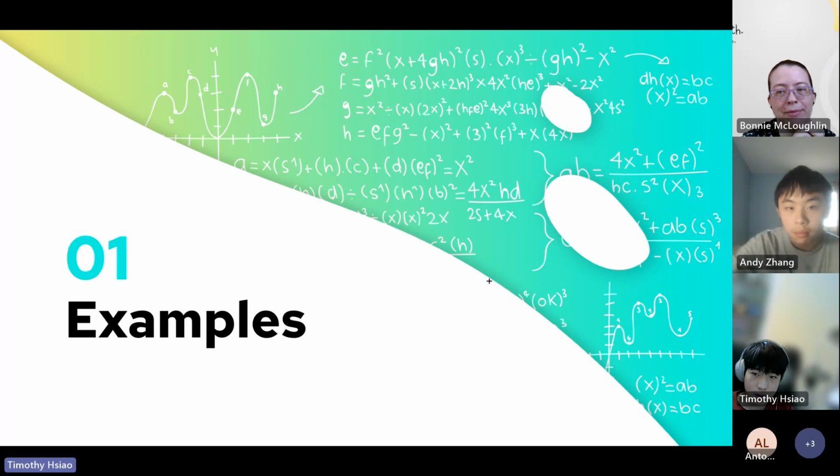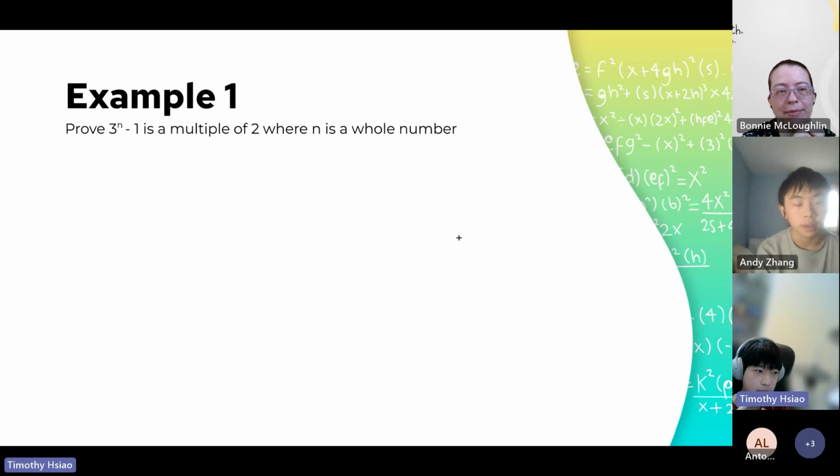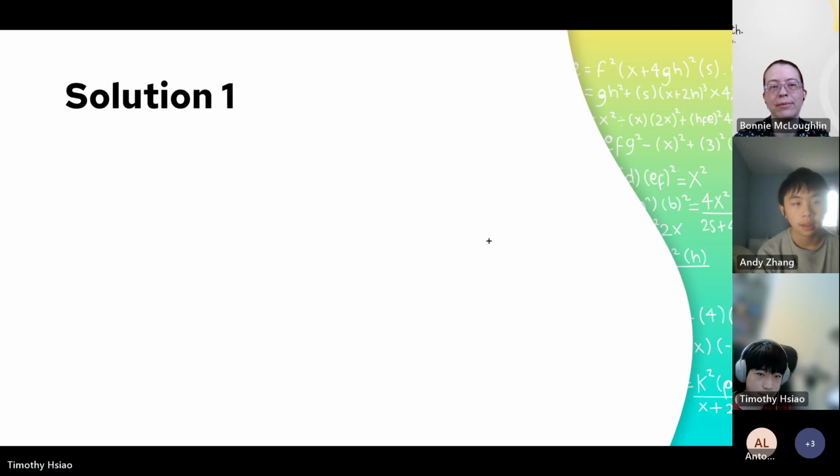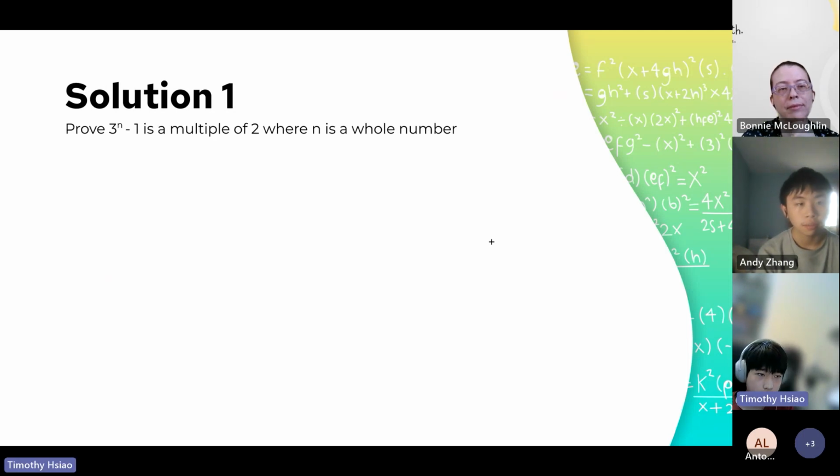examples. The first example is: prove 3 to the exponent of n minus 1 is a multiple of 2, where n is a whole number. So this is the solution. We're going to start off with the base case. It says n has to be a whole number, which means that our base case is going to be 0. So we just plug in n equals 0, which gives us 1 minus 1 equals 0, which is true.